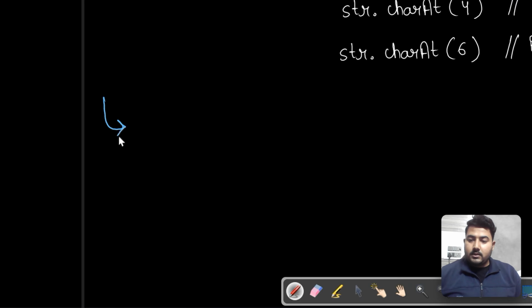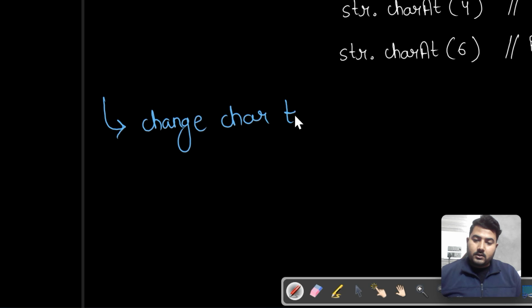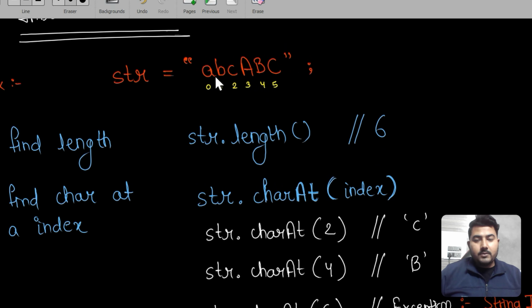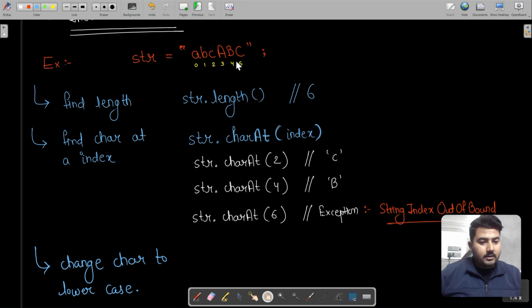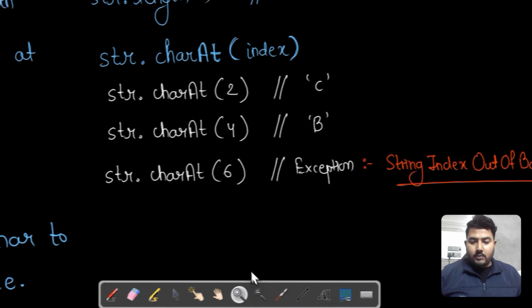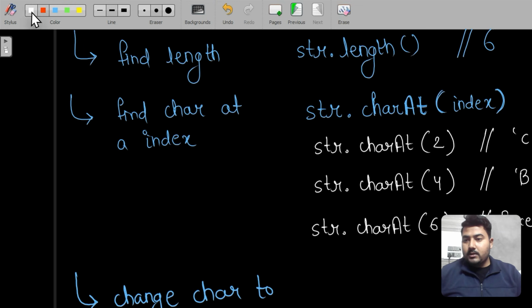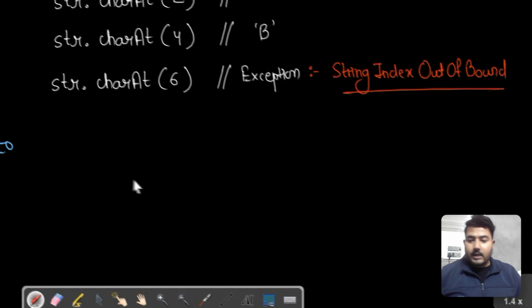Let's say I want to change characters to lowercase letters. That means I have some lowercase letters, some uppercase letters randomly placed here. Let's suppose I wanted to have all the letters as lowercase only. So I do have an inbuilt function for that as well.